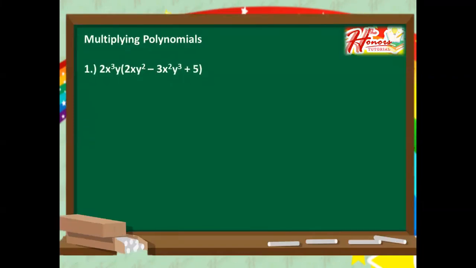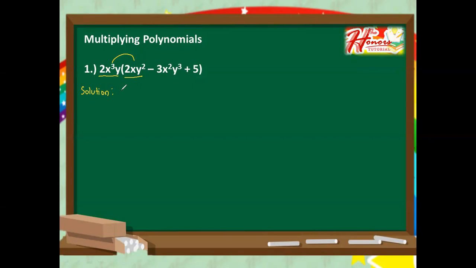We have here our example number 1. This is 2x cubed y times the quantity of 2x y squared minus 3x squared y cubed plus 5. Let's solve for this. I will write the solution here. And then this is what you are going to do. You have to multiply the term outside the parentheses to each of the terms inside the parentheses.